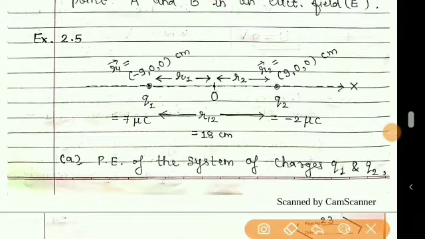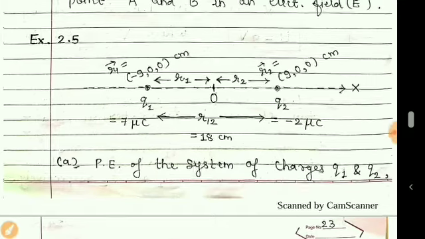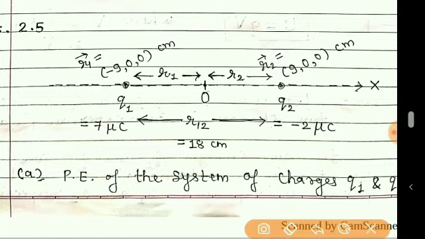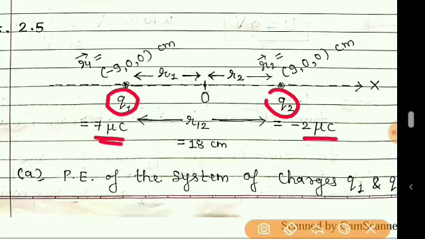Now let us solve example number 2.5. In this example, the earlier topics which we have studied are used. Here, it is given that there are two charged particles Q1 and Q2, the magnitudes of these charges are also given. One is 7 microcoulomb and the other is -2 microcoulomb.